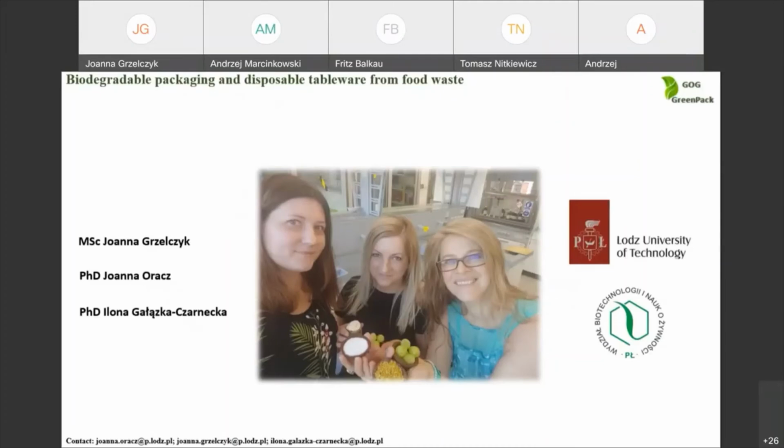The knowledge and skills acquired at the university allow us to analyze our products in terms of quality. Our product was created at the Lodz University of Technology by a team of three consisting of Joanna Grzeczek, Joanna Oracz, and Ilona Gałązka-Czarnecka. Thank you for listening to our presentation.